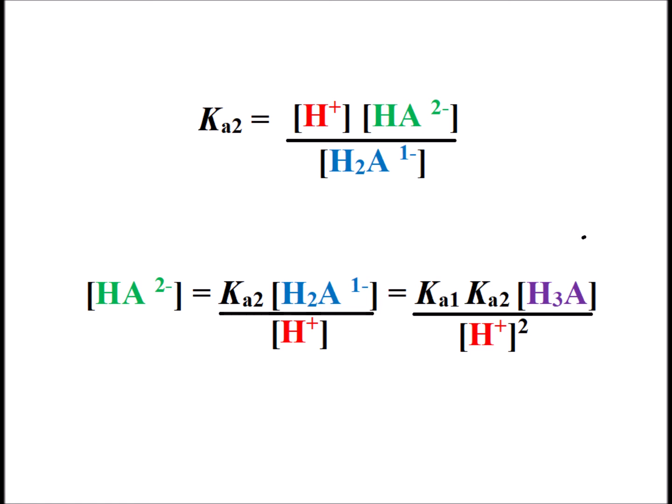Then we realize that we already have an expression for H2A minus, and we can substitute it in, and we get that the HA2 minus concentration is equal to Ka1 times Ka2 times the concentration of H3A, all divided by the concentration of H plus squared. And notice that each of the species is color-coded to make it easier to keep track of where it is in the derivation.